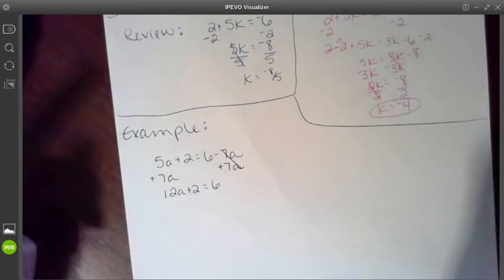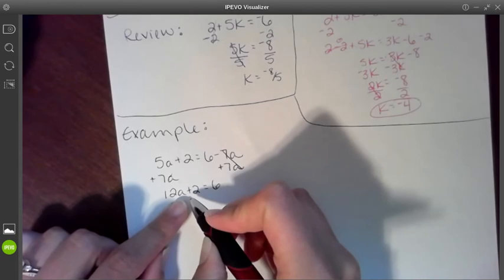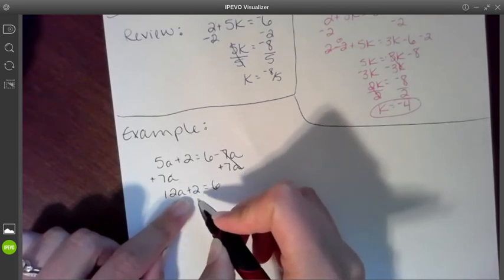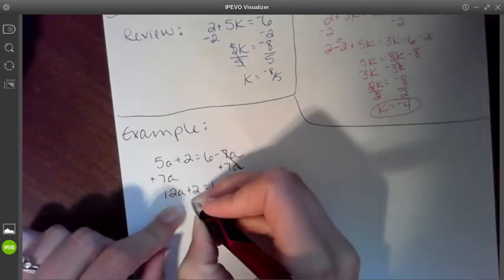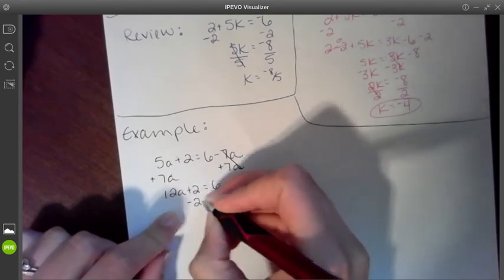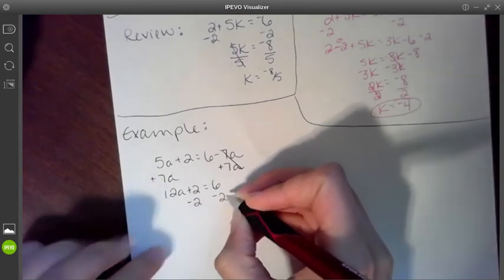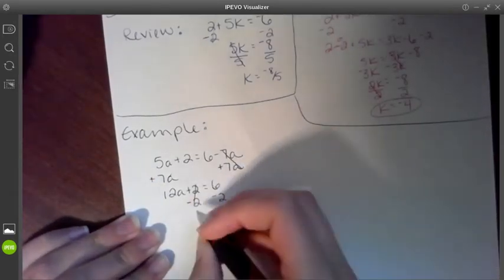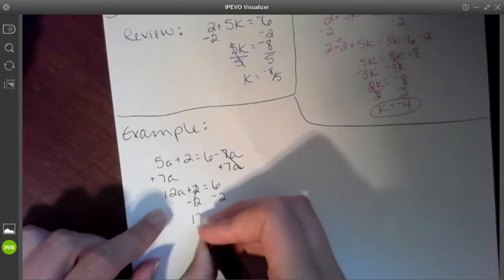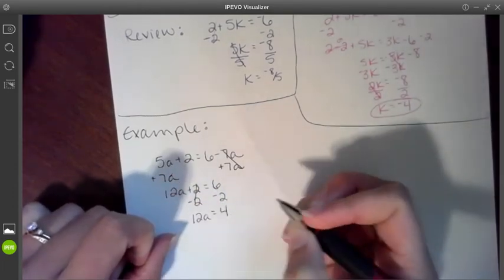All right, now this is something we've done before. We want to get the a by itself. We do our order of operations backwards. So I'm going to start with addition and subtraction and get rid of that operation on this side. So to get rid of the adding 2, I'll subtract 2. I do it to this side as well. Those will cancel, that's why I'm doing it. So I have 12a equals 6 minus 2 is 4.